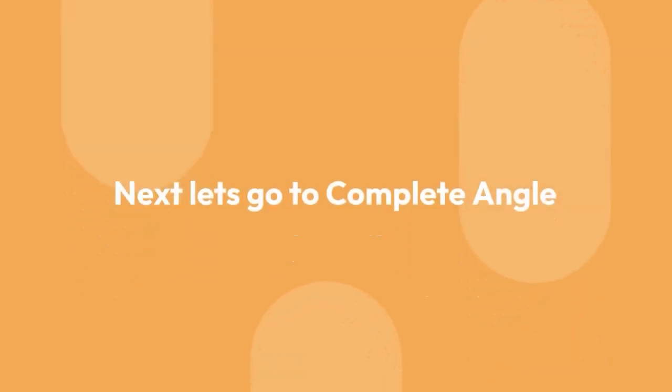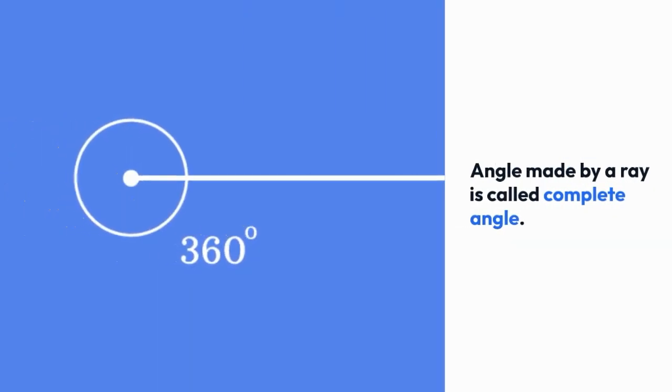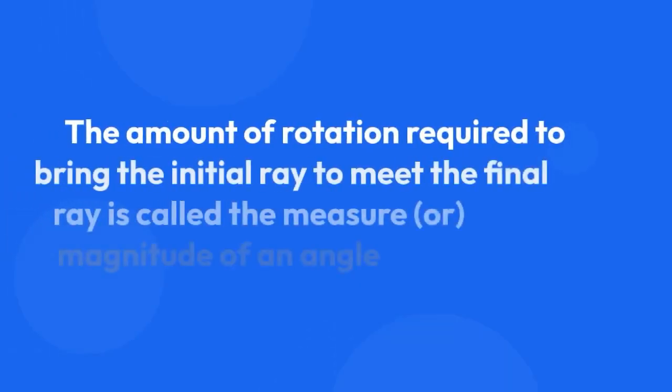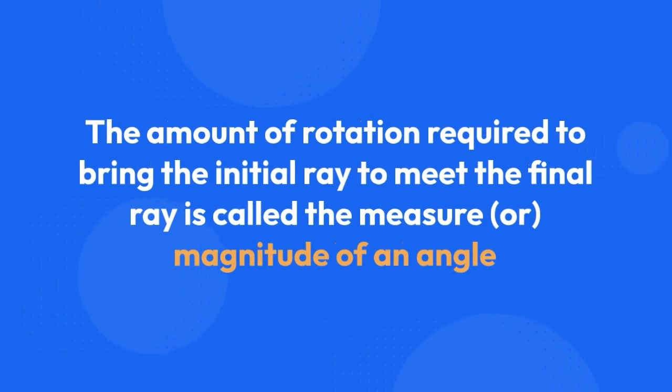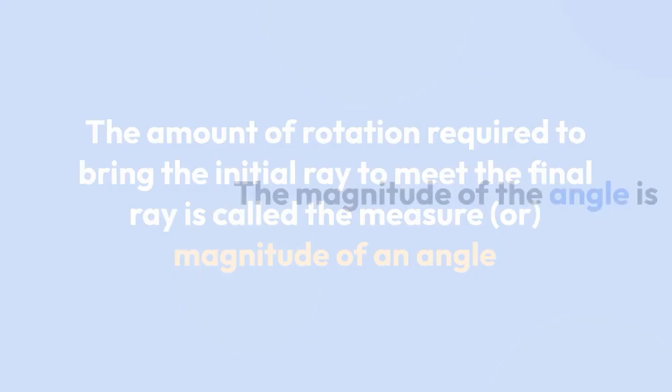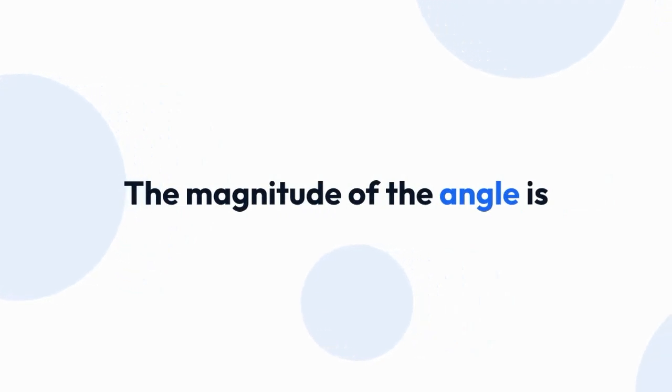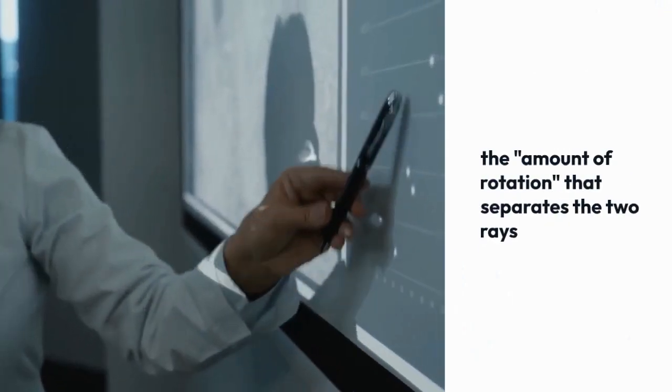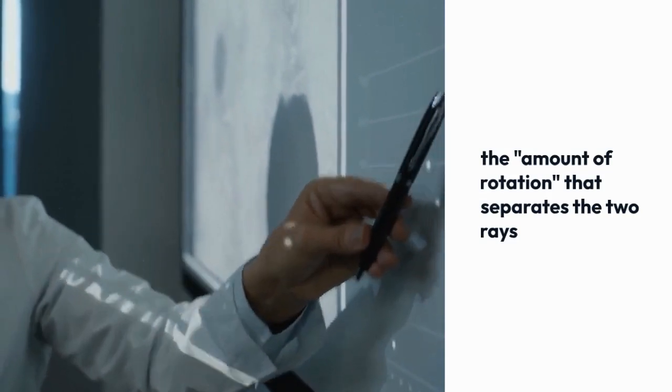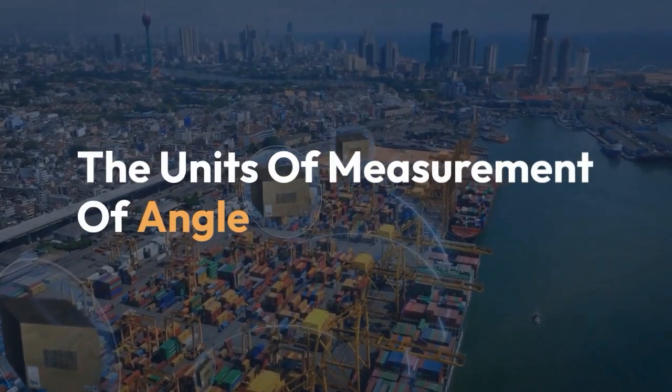Next, let's go to complete angle. The angle made by a ray is called a complete angle. The amount of rotation required to bring the initial ray to meet the final ray is called the measure or magnitude of an angle. The magnitude of the angle is the amount of rotation that separates the two rays.